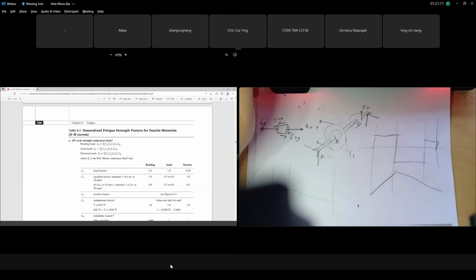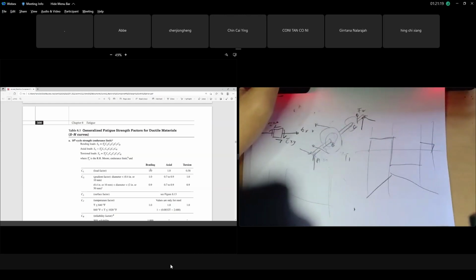Yeah, we don't have axial. In this case, okay. Normally for a shaft, we go for bending. That's my point. It's one. Okay? Understand that?